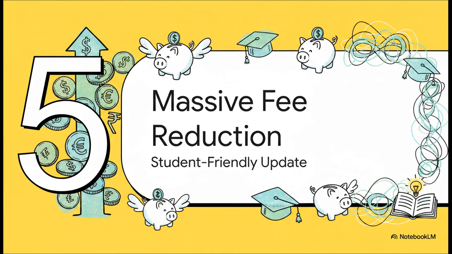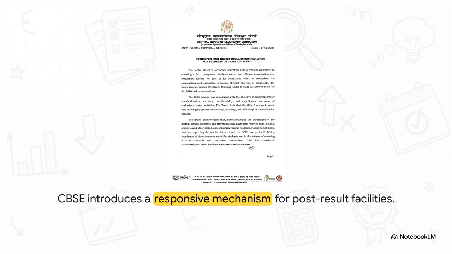And finally, Section 5, the massive fee reduction. You're going to love this part. So, according to the official Part 2 notice, CBSE has actually been monitoring the situation, taking cognizance of all the anxiety and the representations made by students and stakeholders on social media. The board recognized something really important. Financial barriers shouldn't prevent you from seeking transparency. So they stepped up and introduced a much more responsive, student-friendly mechanism.